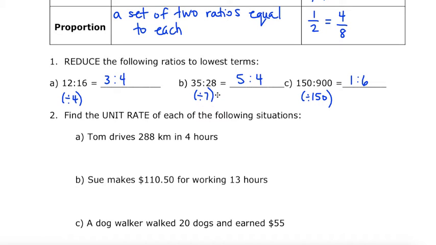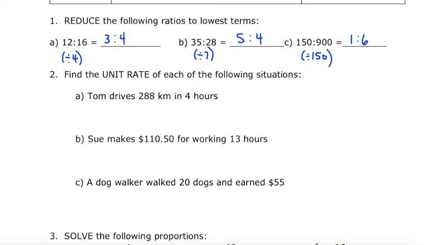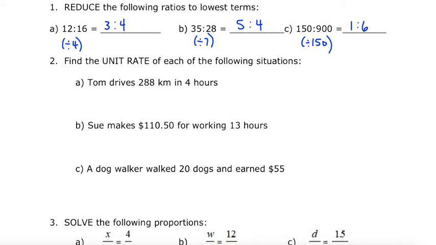The next thing that we're going to review is how to find the unit rate. So the unit rate is a rate where the second value is always 1. So we're comparing it to 1 of something, 1 hour, one person, and so on.